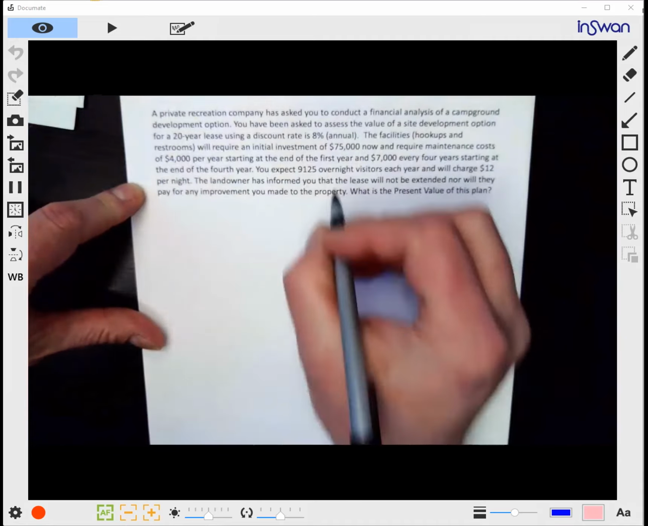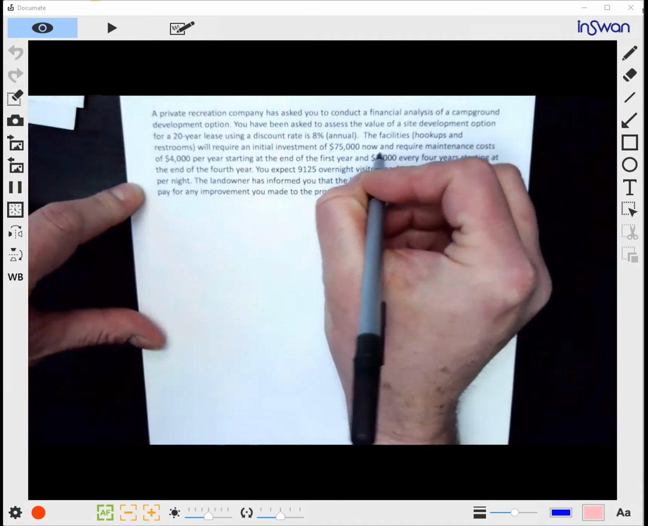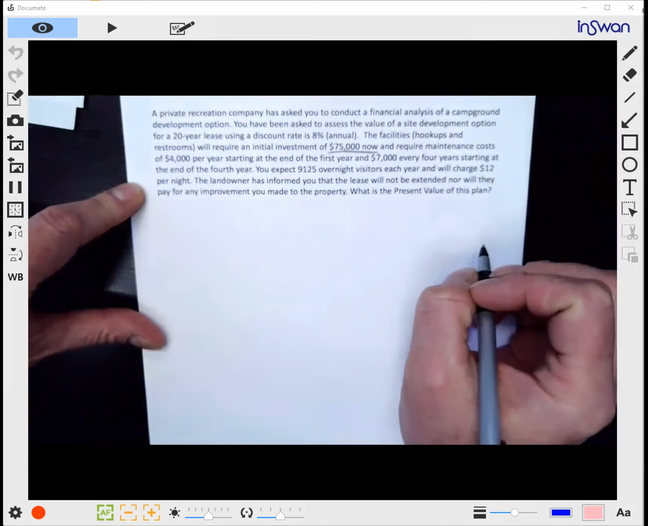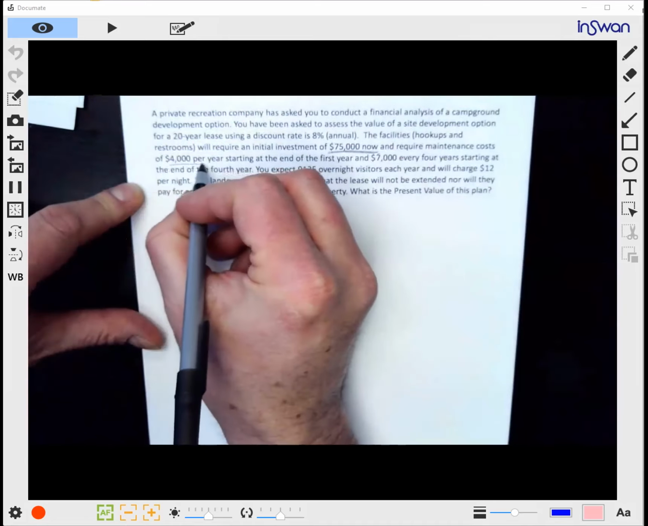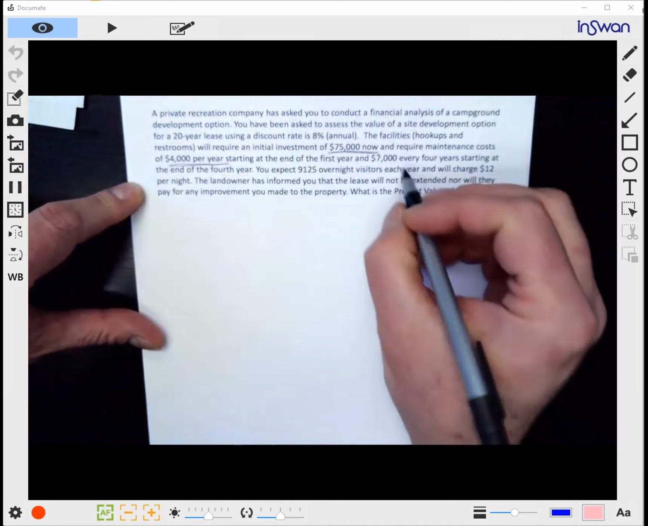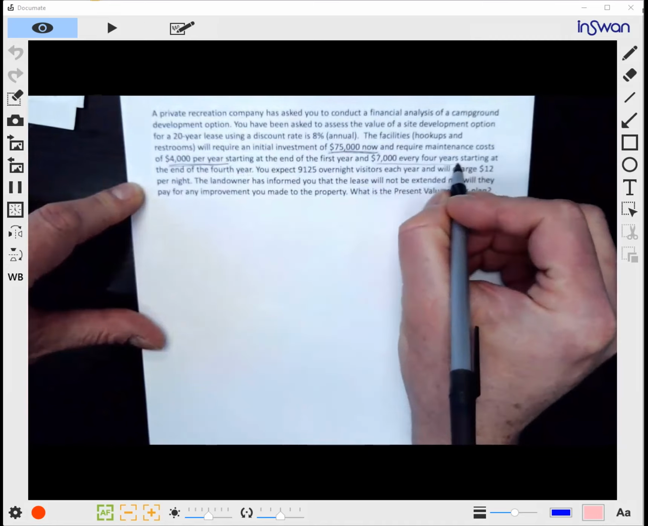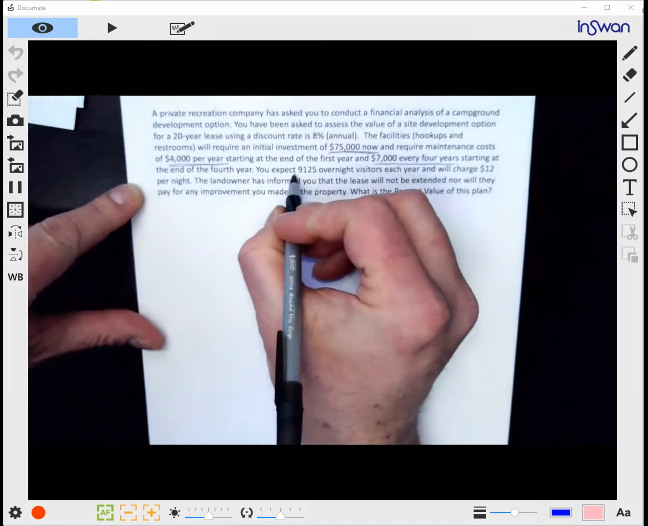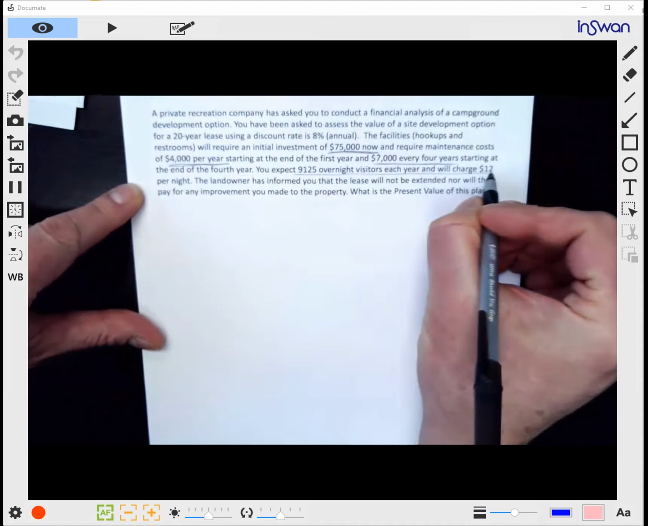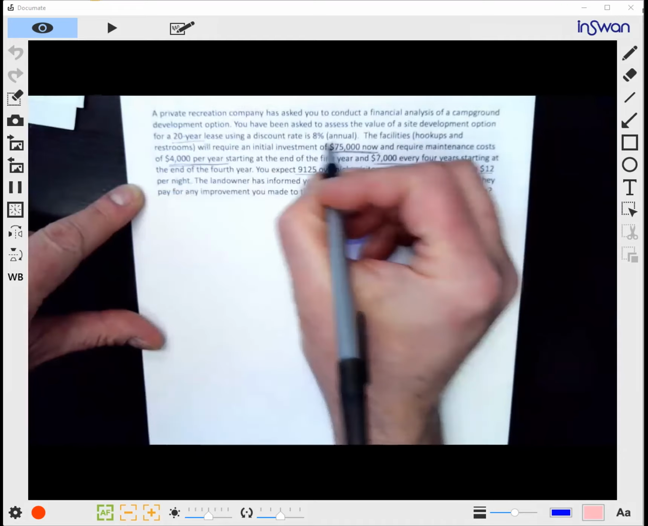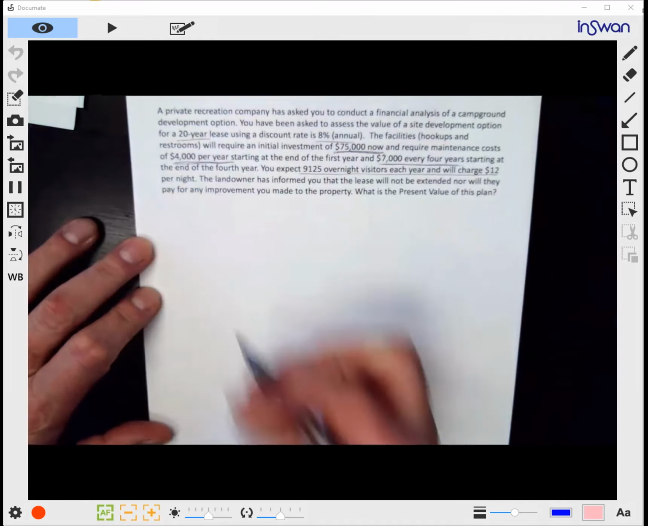So like the other one, we have part one, which is $75,000 now. We have part two, $4,000 per year. Part three, $7,000 every 4 years. And then part four, we have visitors that are going to pay to stay here. It's a 20-year lease, at 8% annual. So all the pieces I have are there.